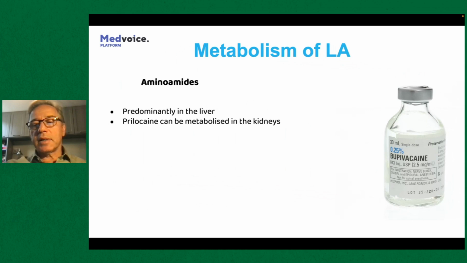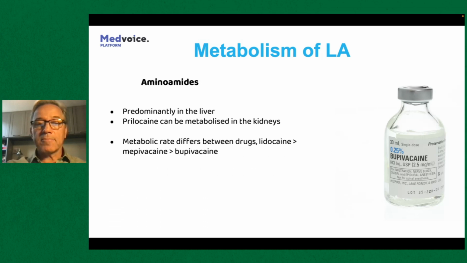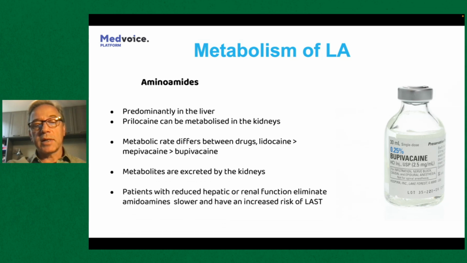Amino amides, classic example, bupivacaine, predominantly metabolized in liver. Prilocaine can be metabolized in the kidneys. Metabolic rate differs between different drugs. The lidocaine is metabolized more than bupivacaine. Metabolites are usually excreted by kidneys. And patients with reduced hepatic and renal functions eliminate amino amides slower, and they are at higher risk of local anesthetic systemic toxicity.